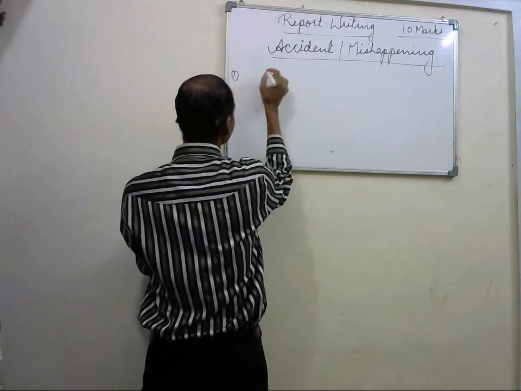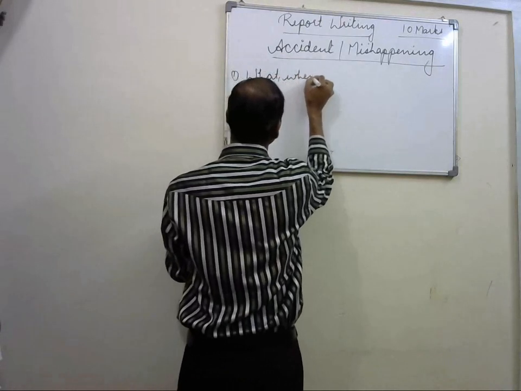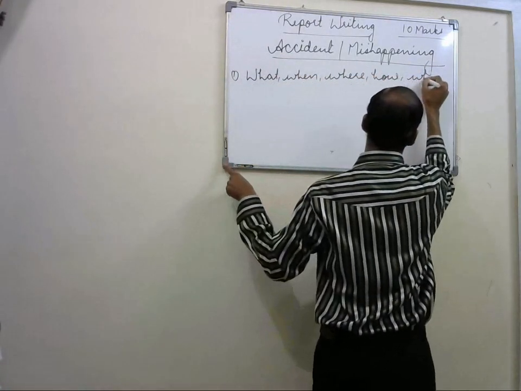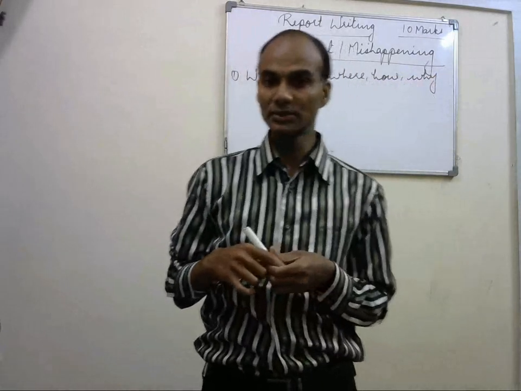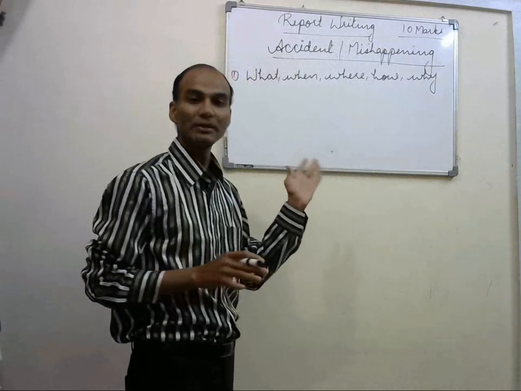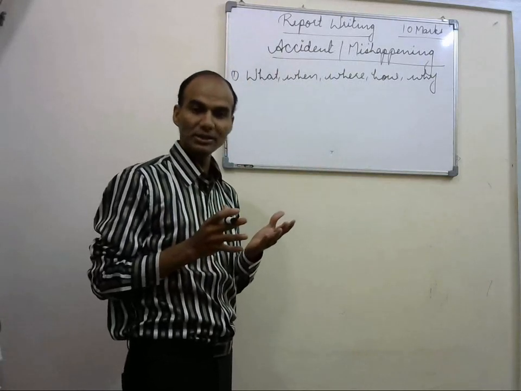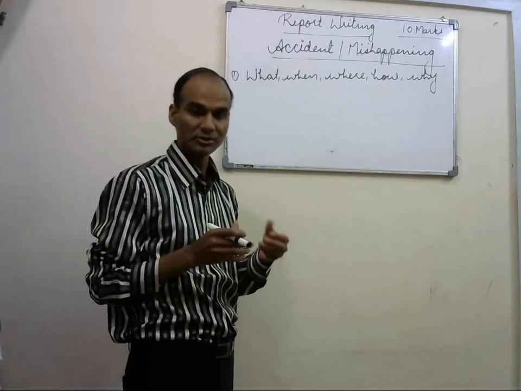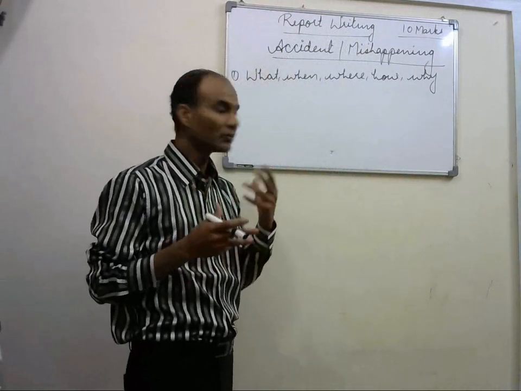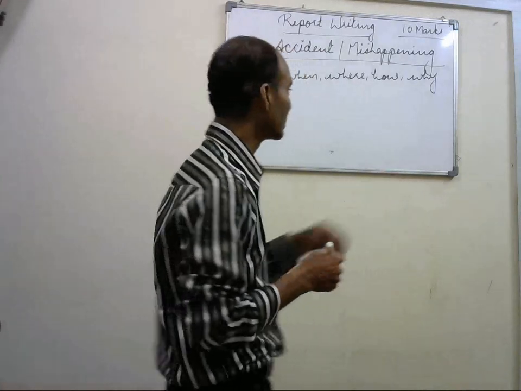First, you begin with what, when, where, how, why. So these things will help you a lot to write what happened, when it happened, where it happened, how it happened, and why it happened. So if you answer all these questions, you will find it quite easy to write or complete around 150 to 200 words, which is generally the limit of report writing in your exams. So you won't be at a loss or puzzled about what to write, how to build up that much matter. There won't be any such problem if you have these points.